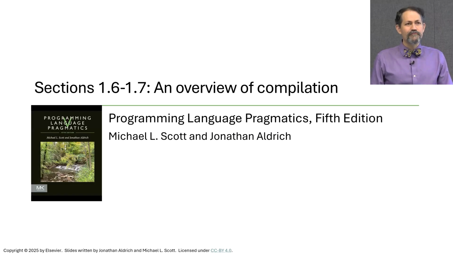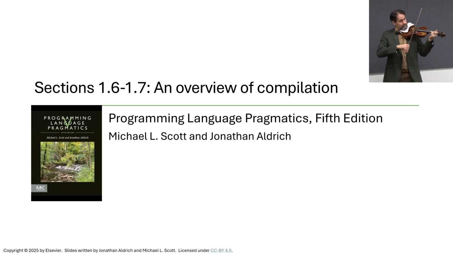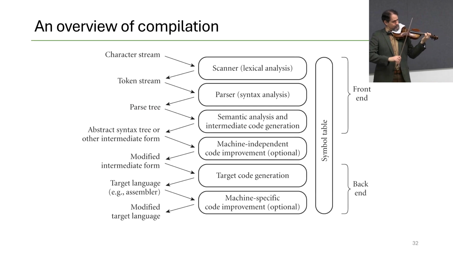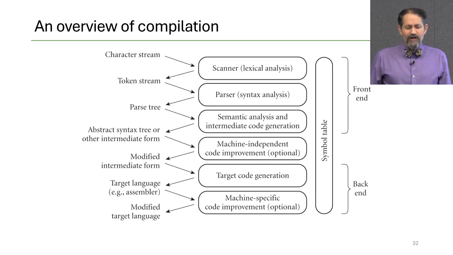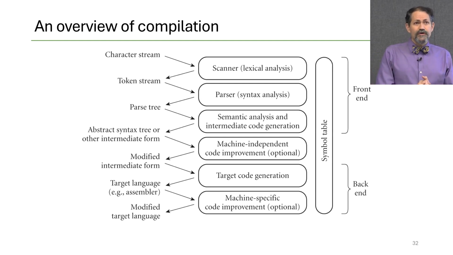All right, let's talk about an overview of compilation. So here's a diagram that shows the compilation process and the various stages that occur in it. We start with the source program, which is really a stream of characters. The first thing we do is scan it, also called lexical analysis, and we group those characters into tokens, which are the smallest meaningful units of the program. Think about things like keywords or identifiers or symbols like plus or minus.